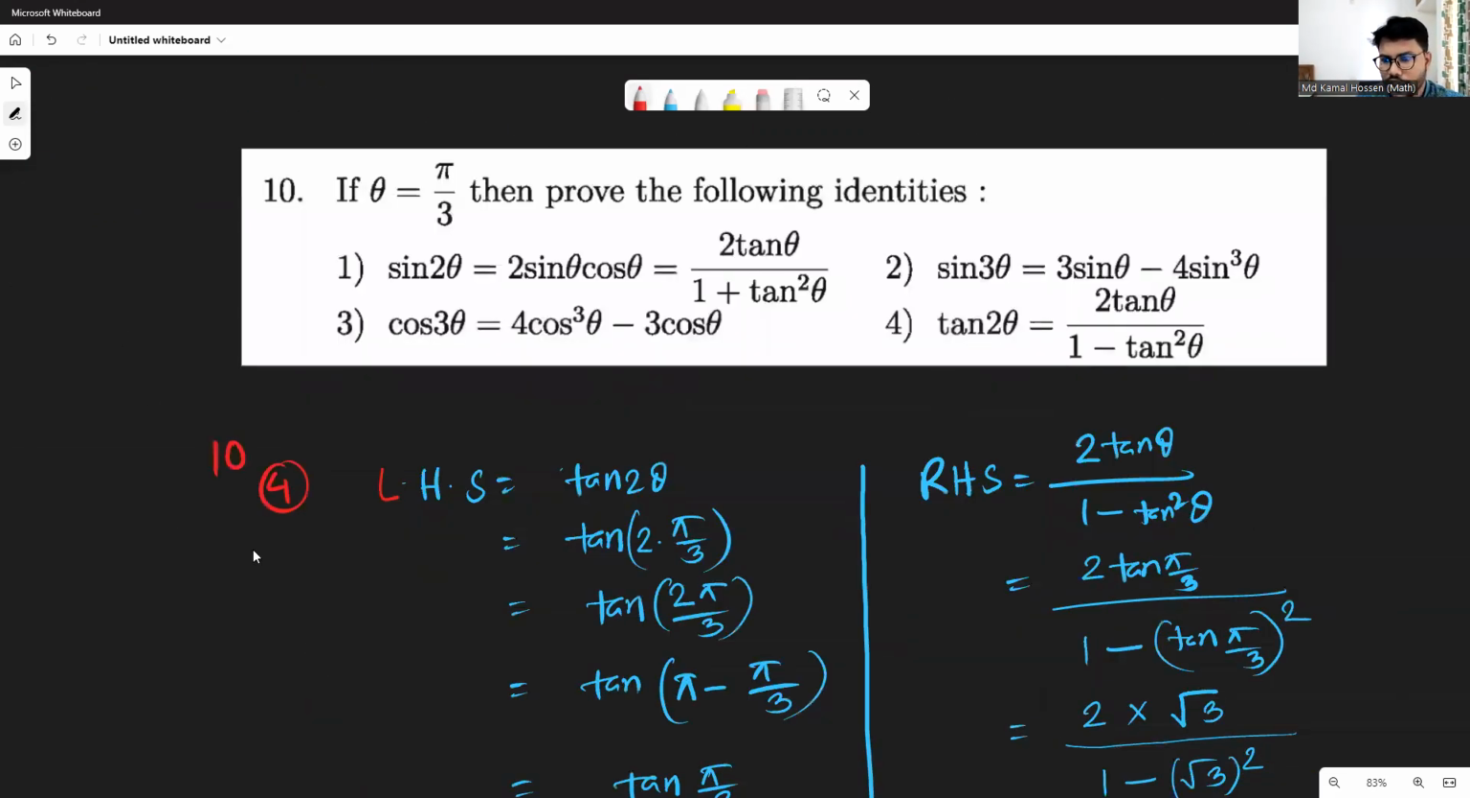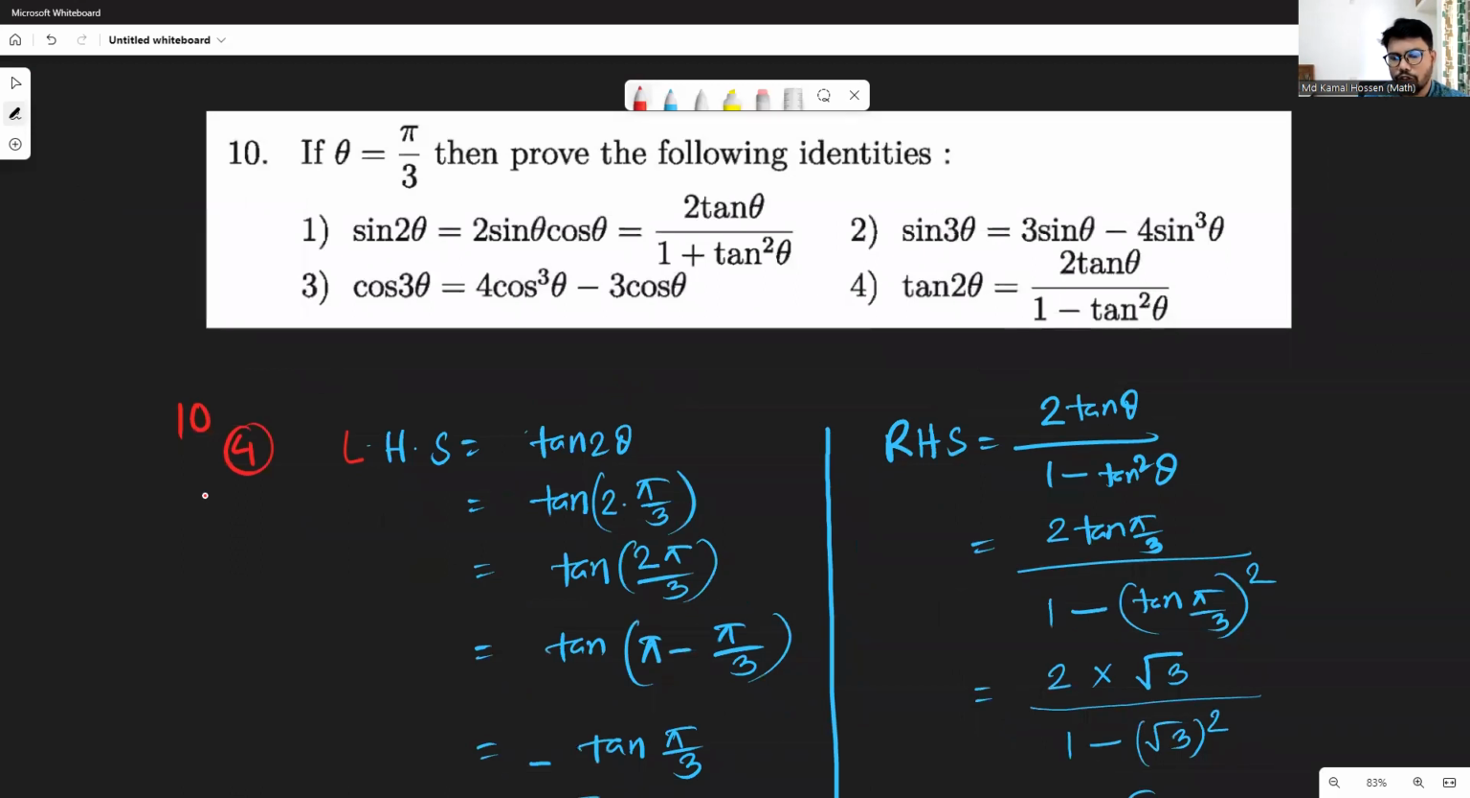Here is the next question, question number 4. First you will do the left hand side, putting the value 2 pi by 3. As in the first math, we have done 2 pi by 3. So tan of 180 minus theta equals minus tan theta.